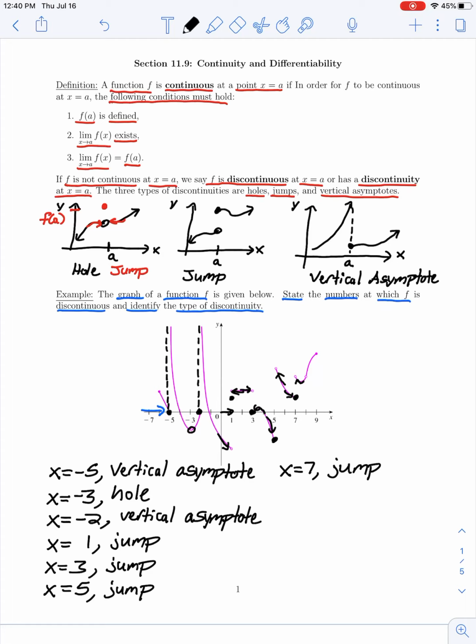And then our last point, where we have a discontinuity, appears to be at x equals 8. We see that we have a small hole in the graph of our function. So at x equals positive 8, we have a hole. So given the graph of a function, we can determine its points of discontinuity. We can look for points where either the function is undefined, has a vertical asymptote, or our limit does not exist.